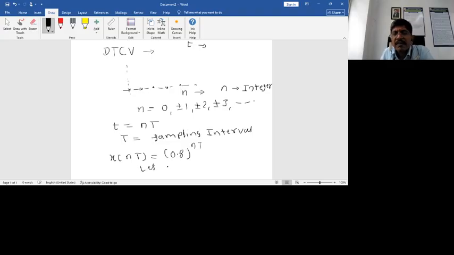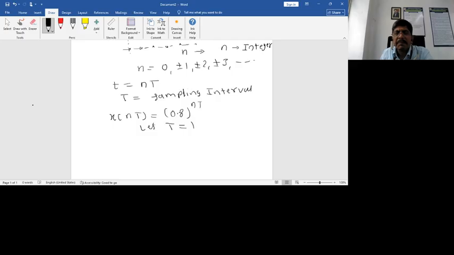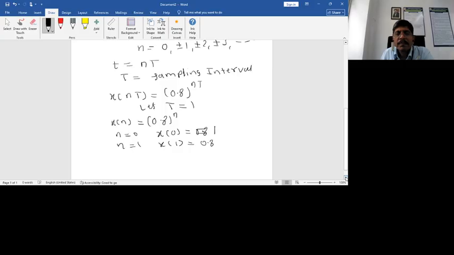So let the sampling time be equal to 1, which is decided by the sampling frequency of the sampler. In this case, the signal is x of n equals 0.8 raised to n, and if we keep on placing the values of n, at n equals 0, x of 0 is 1. Then x of 1, that is 0.8 raised to 1, is equal to 0.8. When n equals 2, x of 2 becomes 0.64. Likewise we can compute the values and the signal can be defined.